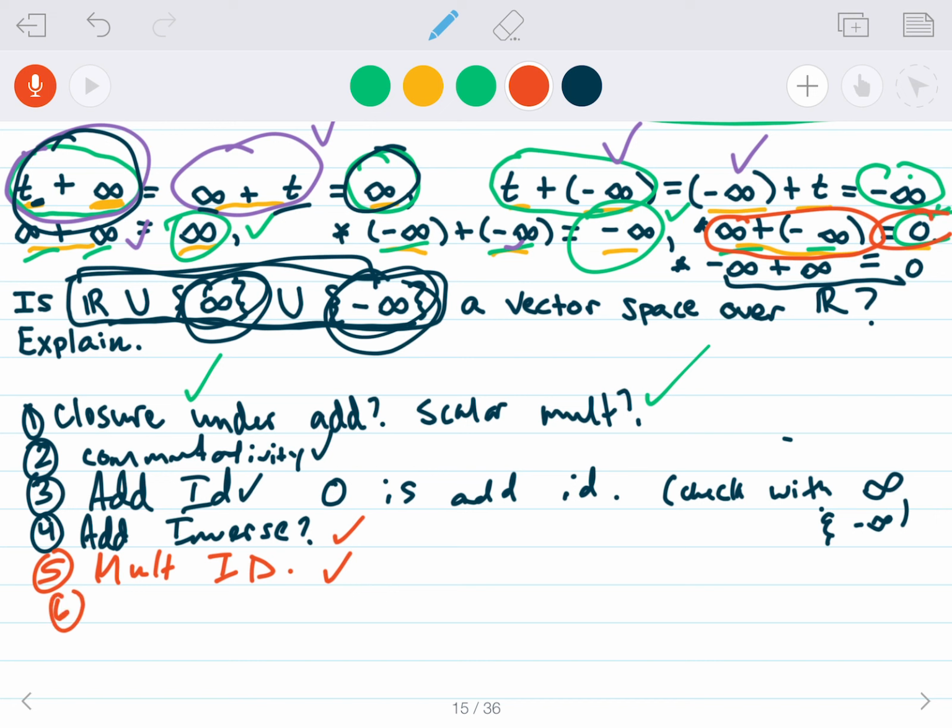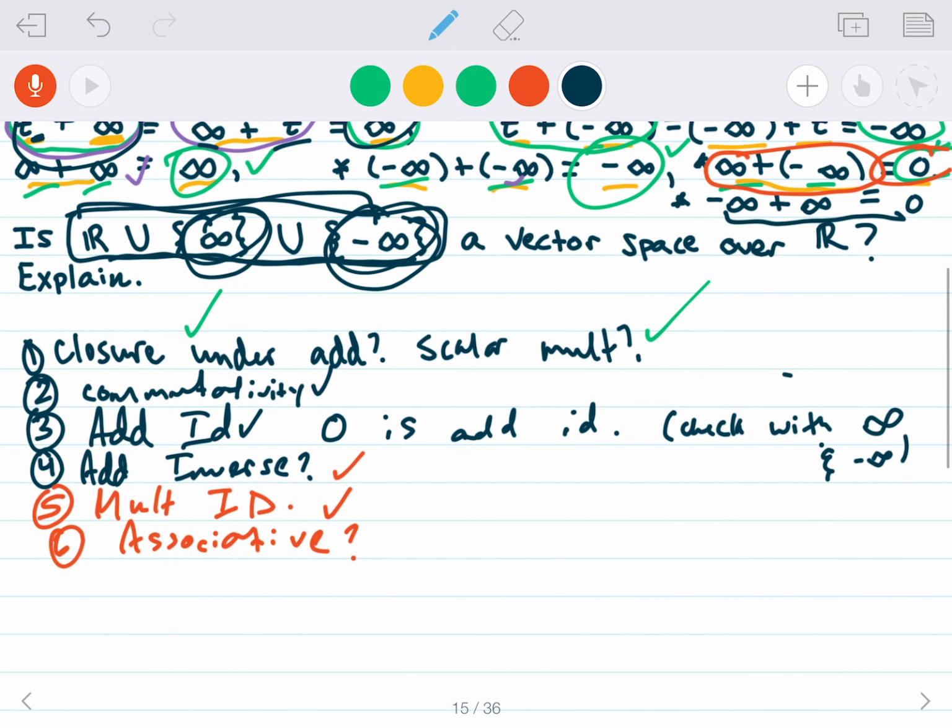What about associative? Okay, so we're going to have an issue with associativity. You should pause the video to see why. Try to investigate on your own. Remember that associativity can fail if we have (A plus B) plus C not equaling A plus (B plus C), where A, B, and C are vectors in our space.